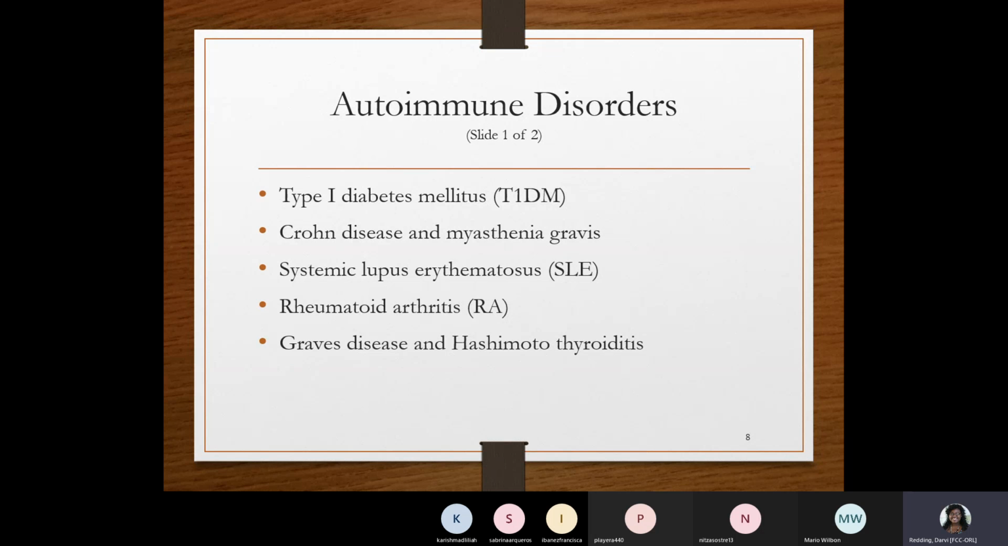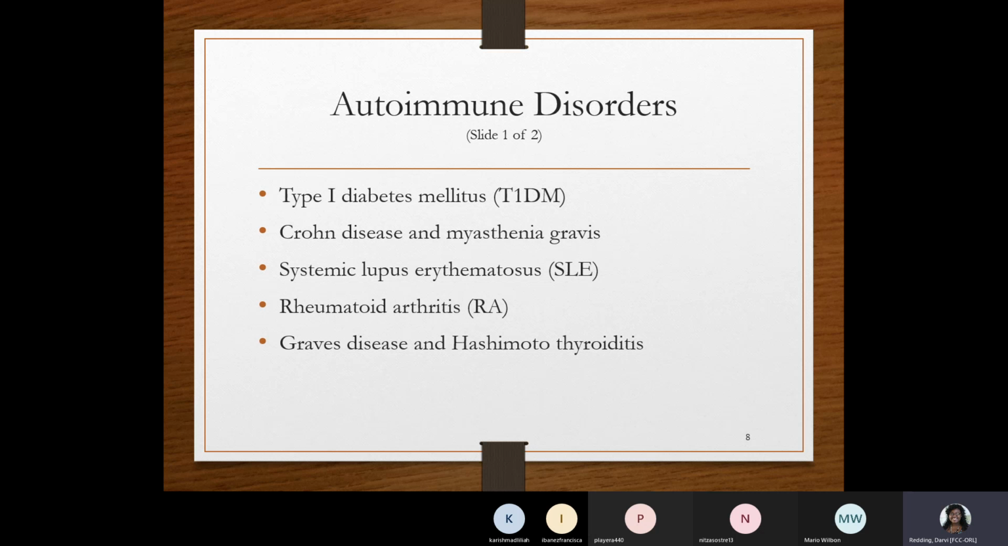So for type 1 diabetes, that is where the person is insulin dependent, meaning they have to inject insulin inside their bodies. Other autoimmune disorders include Crohn's disease and myasthenia gravis, which we learned about when we learned about the nervous system disorders. Another autoimmune disorder is SLE, which is the abbreviation for systemic lupus erythematosus. You also have RA, which is the abbreviation for rheumatoid arthritis.